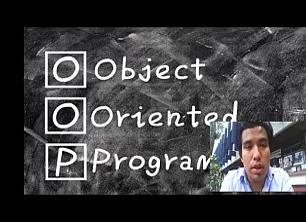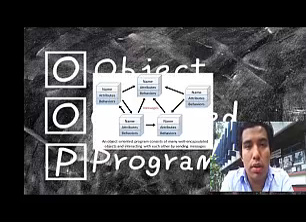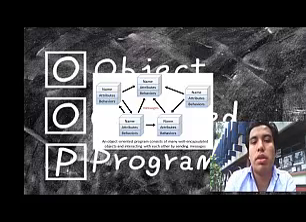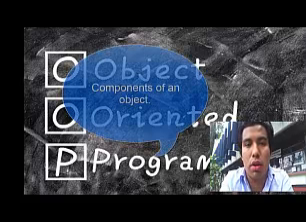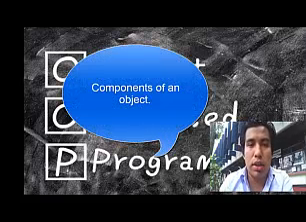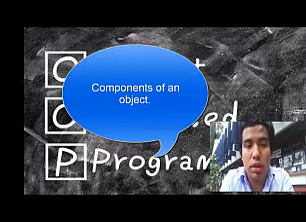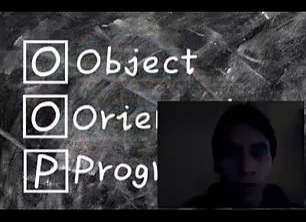Another term is a message. A message is a communication between two objects. It is the way that objects can interact in the system. Another characteristic is the components of an object. There are the attributes, identity, relationships, and methods.